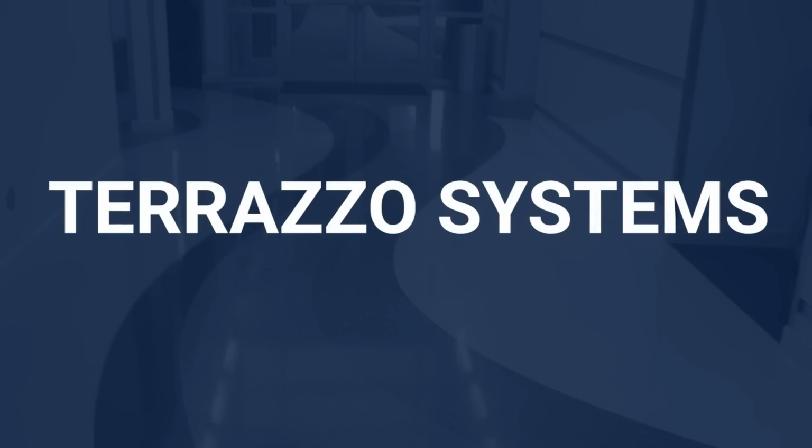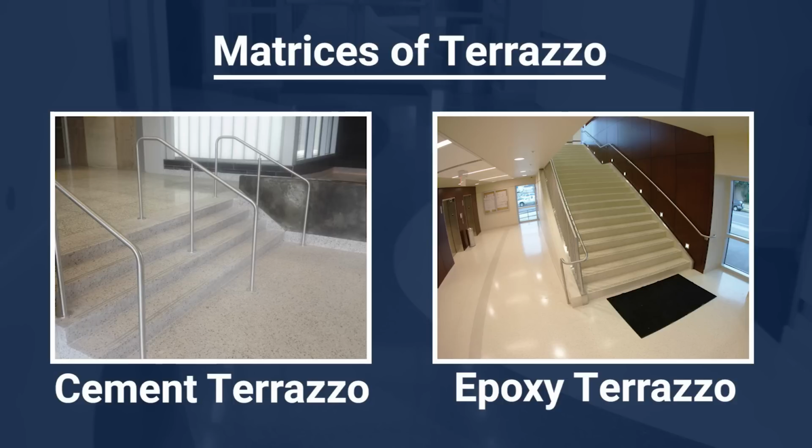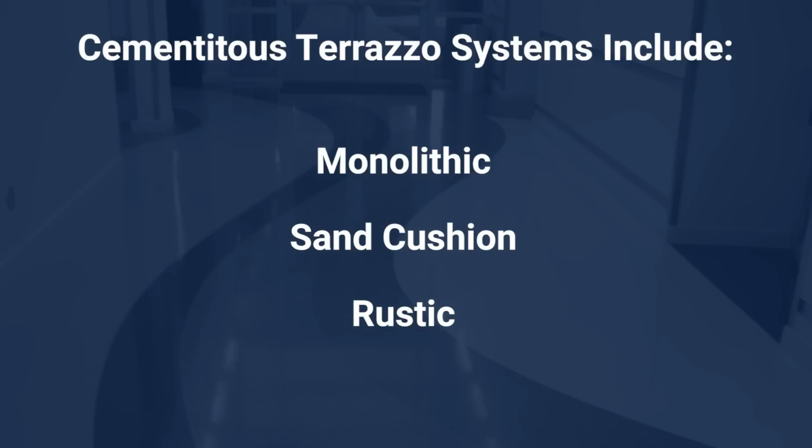In our next topic, we'll go over the different types of terrazzo systems. Terrazzo systems include options of the cementitious and thin-set epoxy resin variety. Some common cement systems include monolithic, sand cushion, and rustic terrazzo.